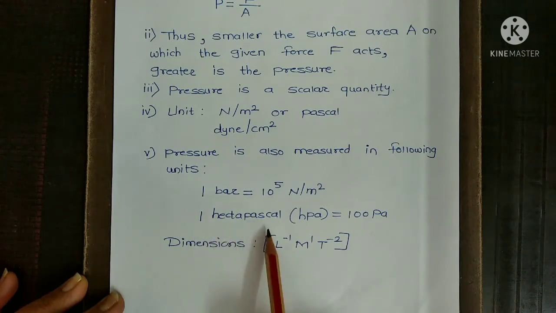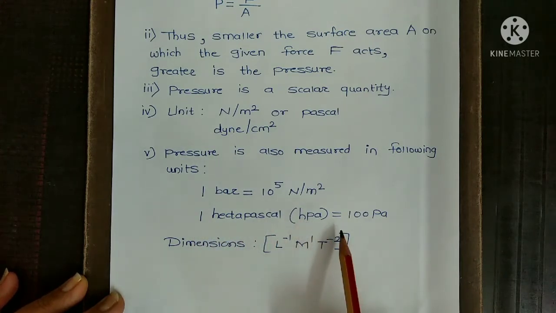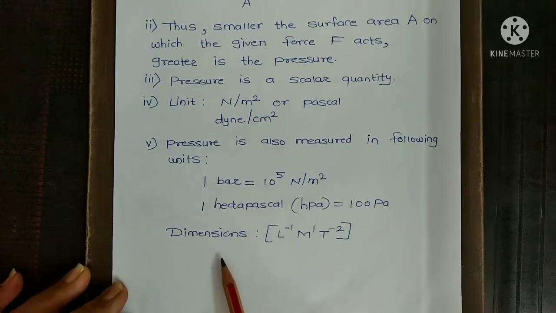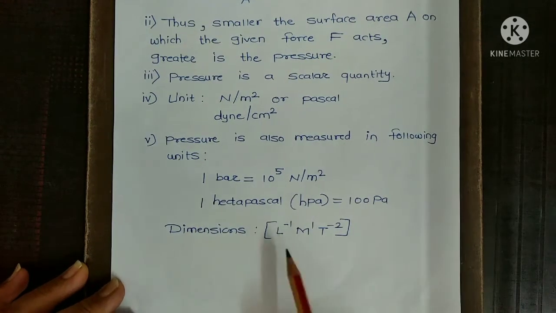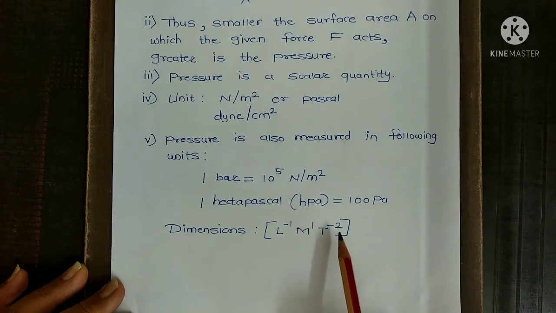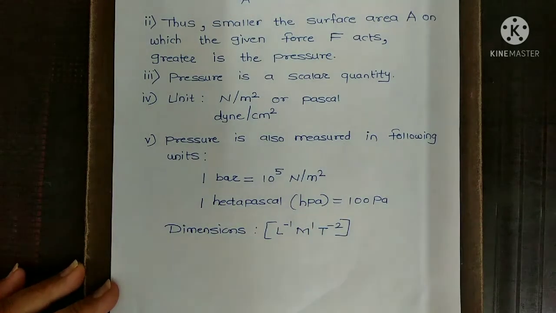1 hectopascal, that is hPa, is equal to 100 Pascal, and the dimensions are L raised to the power minus 1, M raised to the power 1, T raised to the power minus 2. Those are the dimensions for pressure.